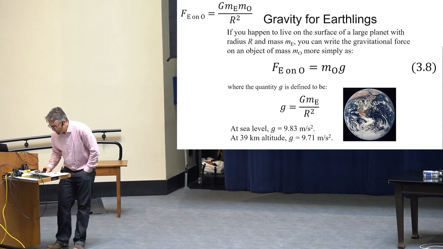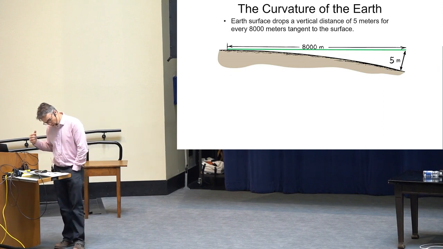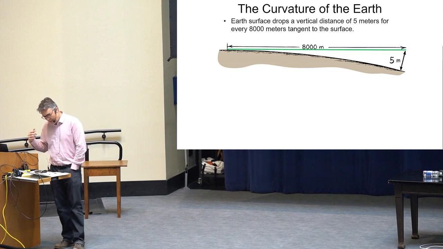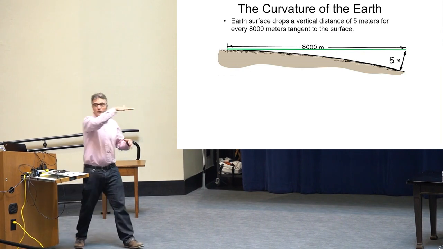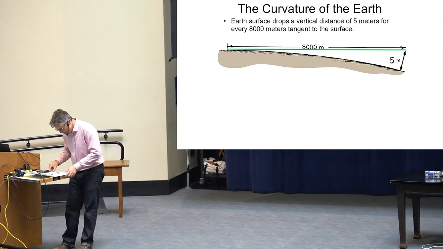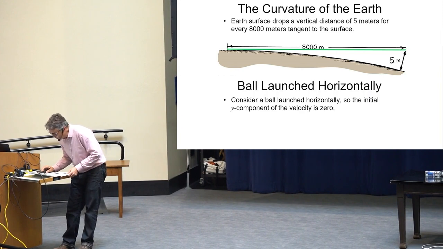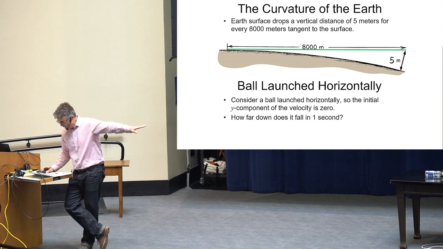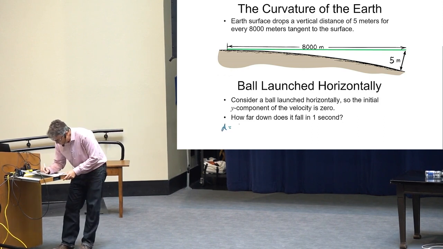Okay, next thing is, the Earth is curved. So the idea is that if you were to go 8 kilometers in that exact direction, then the curvature of the Earth would drop by 5 meters. And so there's an interesting thing you can do, is that if you launch a ball horizontally, so the y component of the velocity is 0, how far does it fall in 1 second? Well, it turns out, I guess you can do d is equal to 1/2 gt squared. That's equal to 4.9 meters.